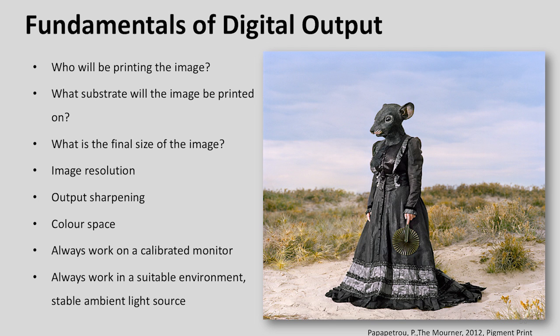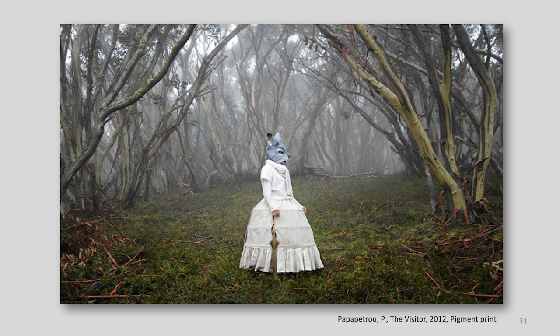The answers to these questions will then define what resolution the image must be set to and how much or what type of output sharpening must be applied. It also then defines the output colour space. Some print processes, as you've seen, require a CMYK output rather than the RGB model that we work with. If in doubt, then ask these questions of the print bureau. But remember, it's absolutely necessary to work on a calibrated monitor in a stable and suitably lit workspace. Let's have a look at what I mean.